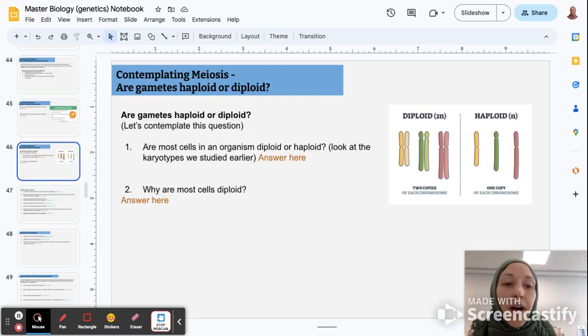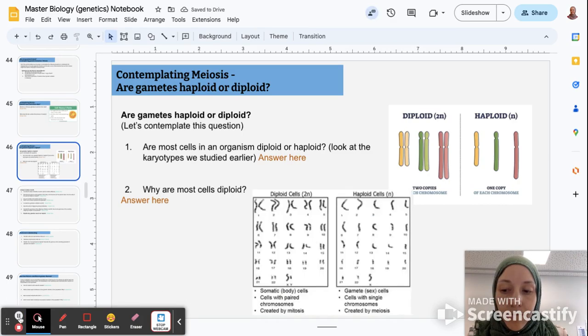We have some new vocabulary here: haploid and diploid. If a cell is haploid, that means it has one copy of each chromosome. If a cell is diploid, that means it has 2 copies of each chromosome. For example, this would be a karyotype of a diploid cell. For each chromosome type, we have 2 homologous chromosomes. A haploid cell would have only 1 chromosome of each type.